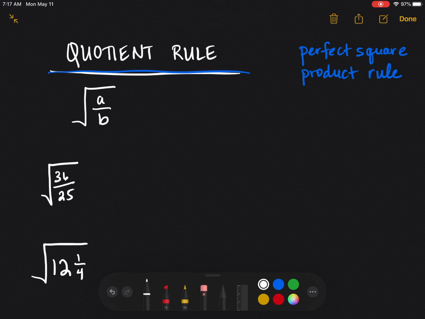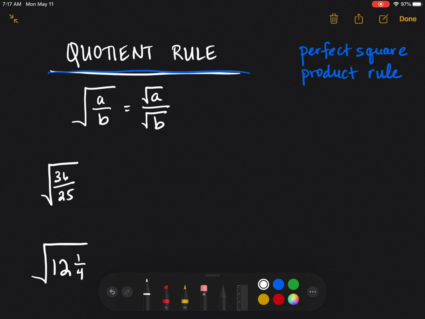Now, you've actually seen this before. We're just going to put it into practice a little bit more. Anytime that you have a fraction underneath a radical sign, you know that you can break it up into the square root of a over the square root of b. Sometimes that's helpful to do to simplify our radical.